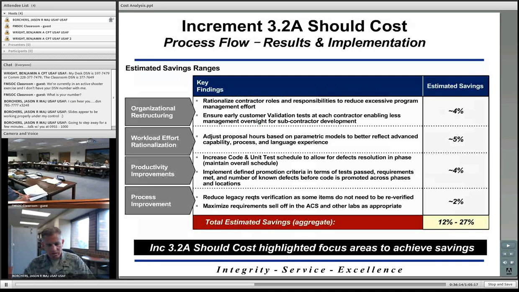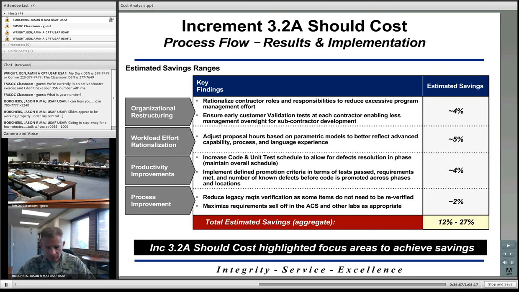This is just a further breakout of where they actually found their efficiencies from. Different work effort modifications and different organizational restructurings, productivity improvements, process improvements. Again, we talked about some of these, but it just goes into a little more detail regarding where they estimate their savings to come from. So again, in total, looking at 12 to 27% savings between the will cost estimate and the should cost estimate. So pretty good, pretty significant.